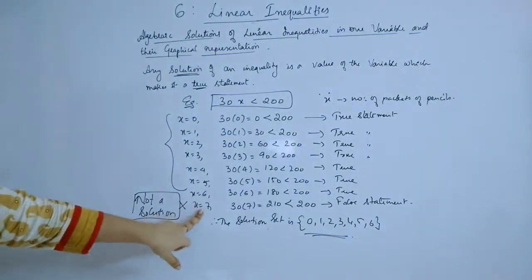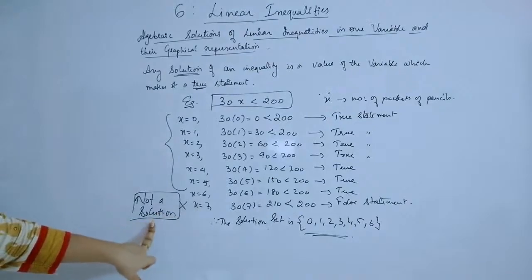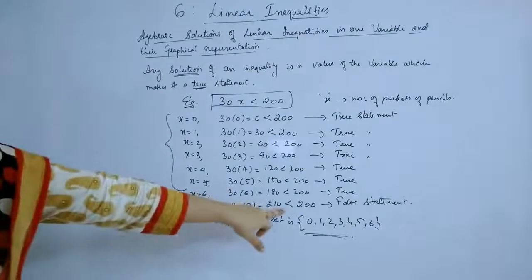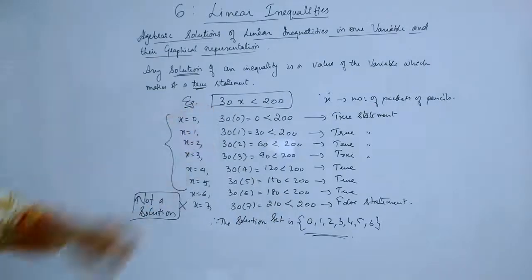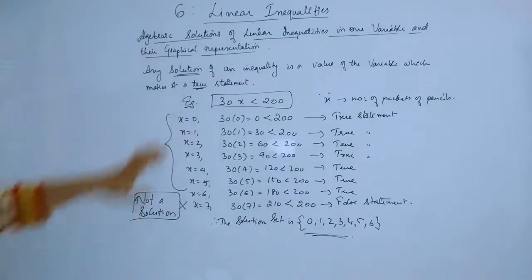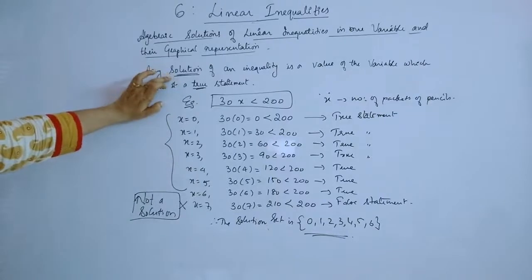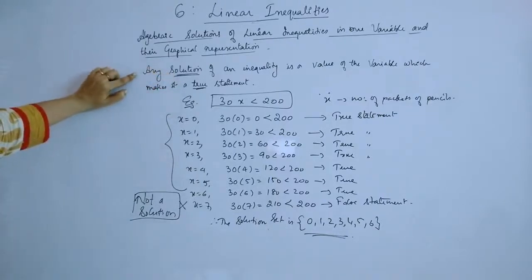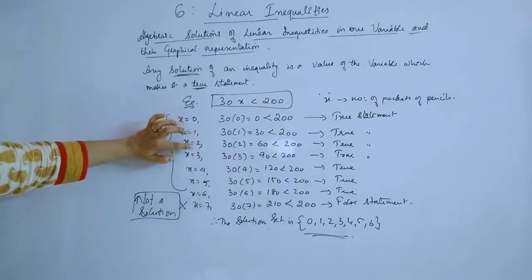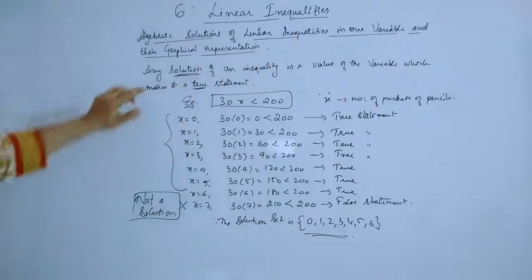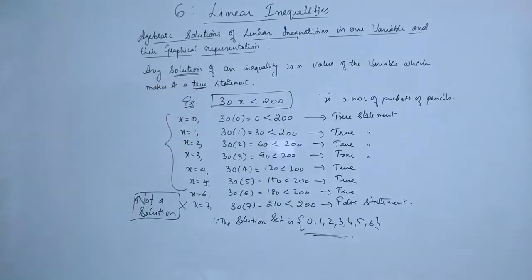Since for x equal to 7 the statement is false, 7 is not a solution, and after 7 also you will not get anything satisfying this inequality. So this is known as your solution. Now go to the definition of solution: any solution of an inequality is a value, so 0 is a value, 1 is a value, 2 is a value, of the variable which makes the statement true. Understood?